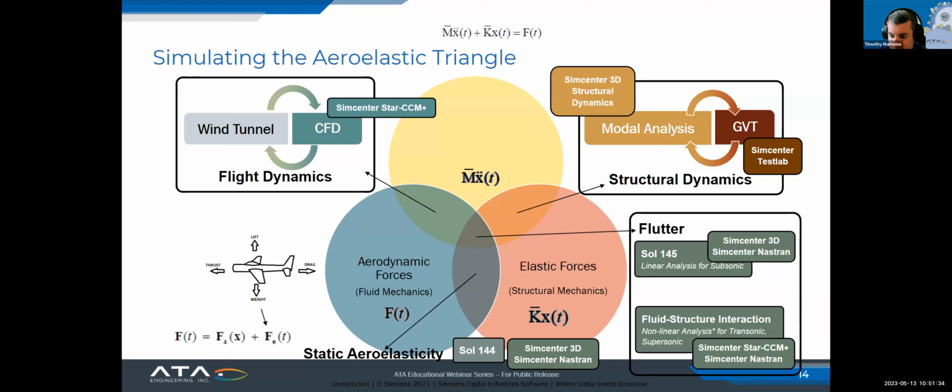So if we're in a subsonic regime, then we're going to be able to use SimCenter 3D and SimCenter Nastran with the solution 145. If we're in a transonic or supersonic regime, then we'll have to use SimCenter Star-CCM+ and SimCenter Nastran. So what I hope I've showed you with the slide is that this is a very complex problem, as I'm sure you're aware, but Siemens does have the portfolio to handle it.